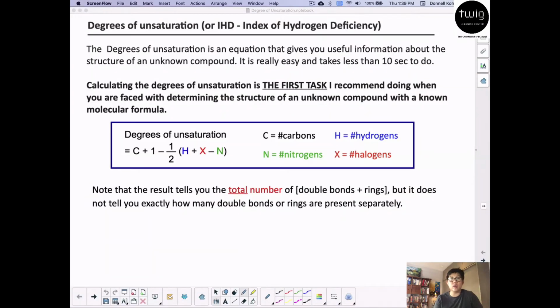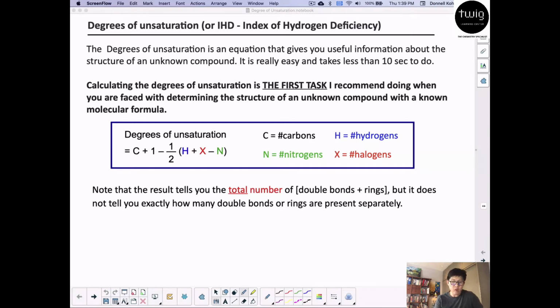I'm going to teach you this concept called degrees of unsaturation. This is a very useful equation. It gives you very useful information about the structure of an unknown compound. Say we are doing organic chem. There are some questions where they give you the molecular formula, but you don't know where to start. Using degrees of unsaturation will give you more information about this compound, and it's really easy. It takes less than 10 seconds to get this information out.